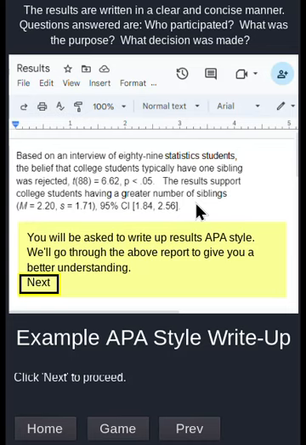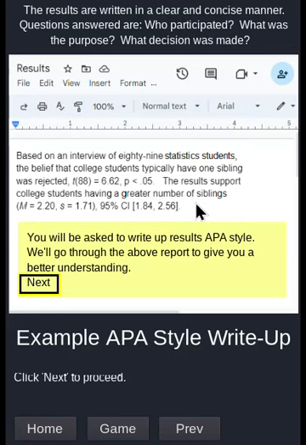It's saying that based on a review of 89 statistics students, that's our sample, that's the people that we interviewed, the belief that college students, so that's our population, typically have one sibling. So that's our null hypothesis, that college students have one sibling, that they're typically from families where there's two kids, was rejected. And that this was a t-test.